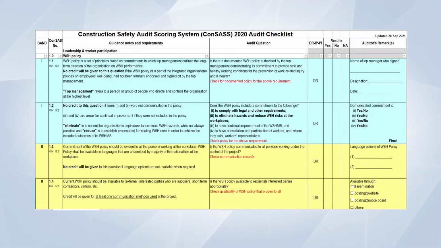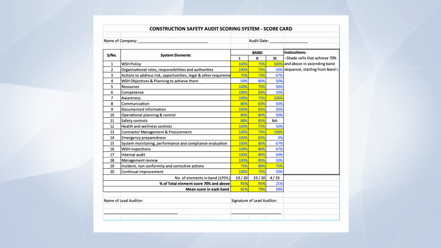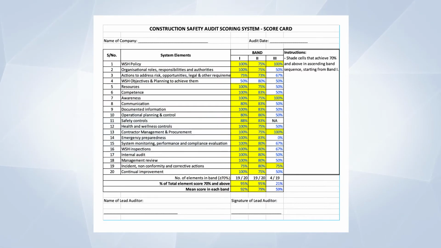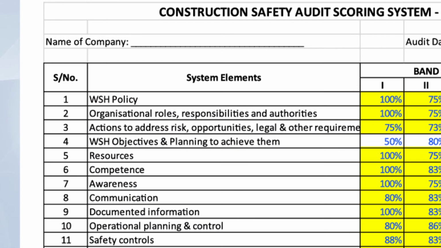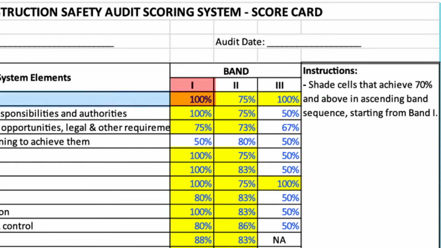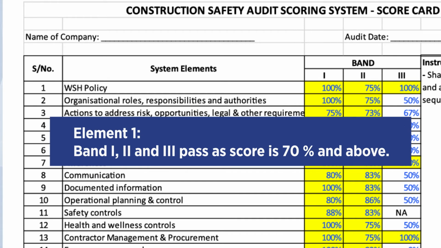Now that we have understood the columns of the checklist, let's have a look at how the scores are calculated. Each element is required to satisfy at least 70% of the questions within each band. Let's have a look at the scorecard. Element 1, WSH policy. Band 1, 100%, pass. Band 2, 75%, pass. Band 3, 100%, pass. So, for element 1, it passes Band 1, 2 and 3.